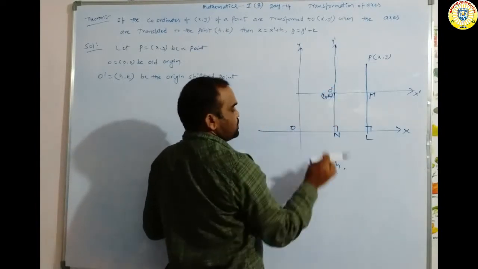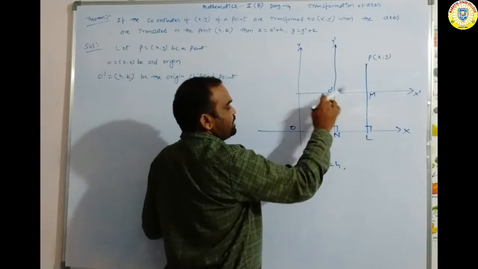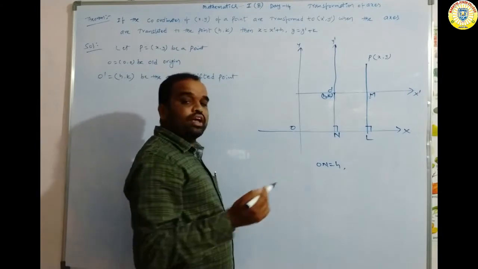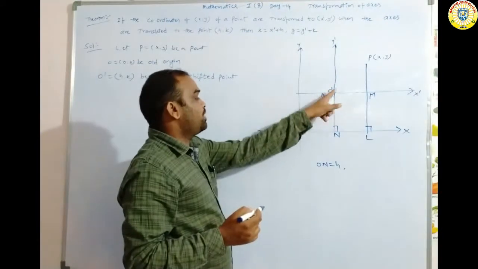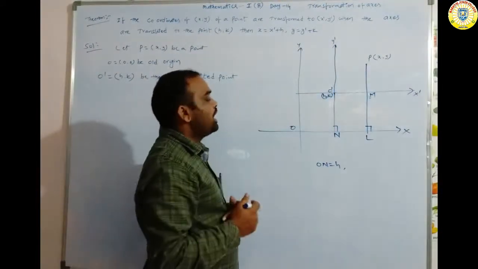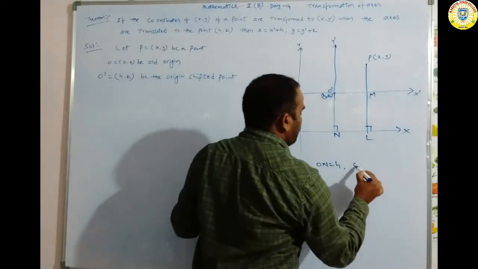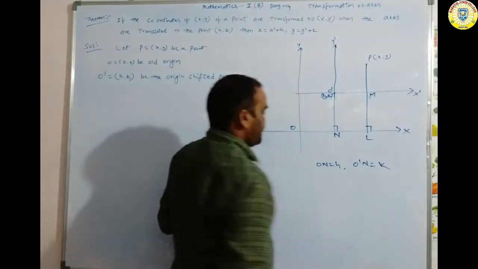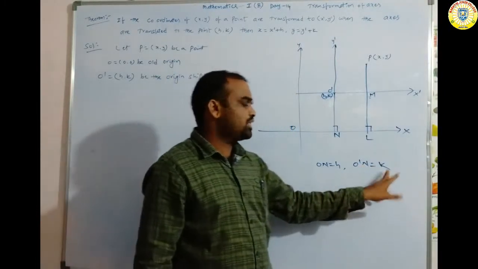And O dash N, under the coordinates, is K. K is the y coordinate, denoting the perpendicular distance from the point to the X axis, which is O dash N. So ON is equal to H, and O dash N is equal to K.